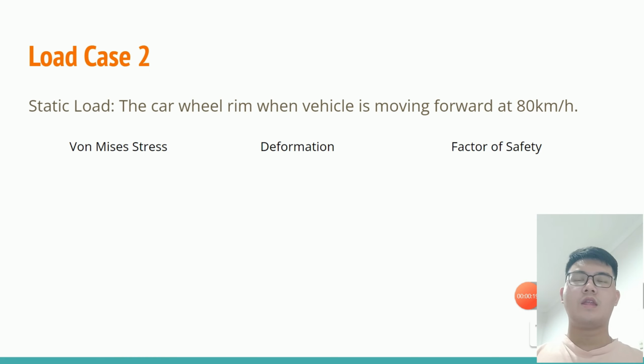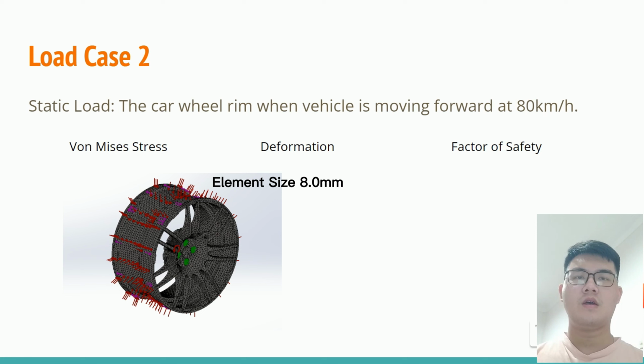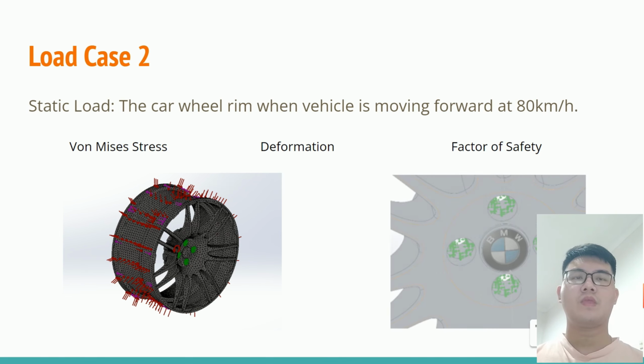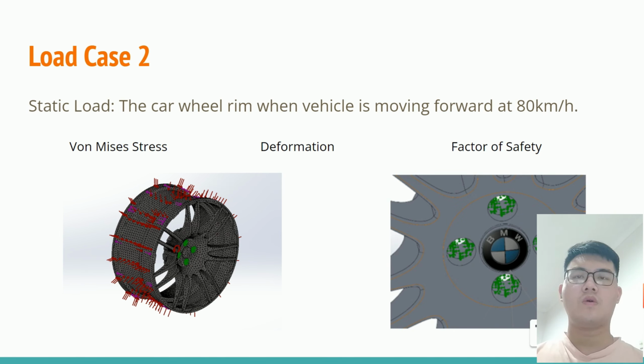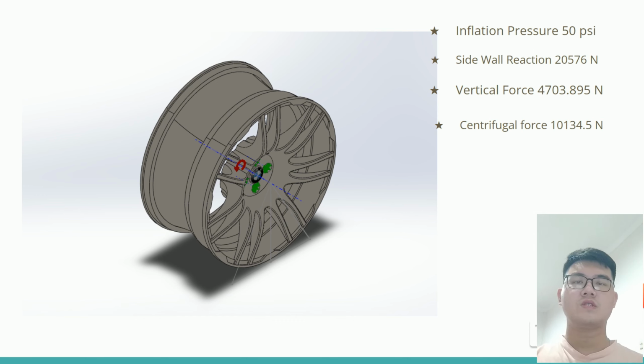To get an accurate result, we're going to use an element size of 8 mm also for this load case, and also fix both holes at the wheel hub of the rim. In terms of boundary conditions, it's basically the same as load case 1, but since it's moving, we will apply one more force on the wheel rim, which is the centrifugal force. After we apply all the forces on the wheel rim, we run the study.